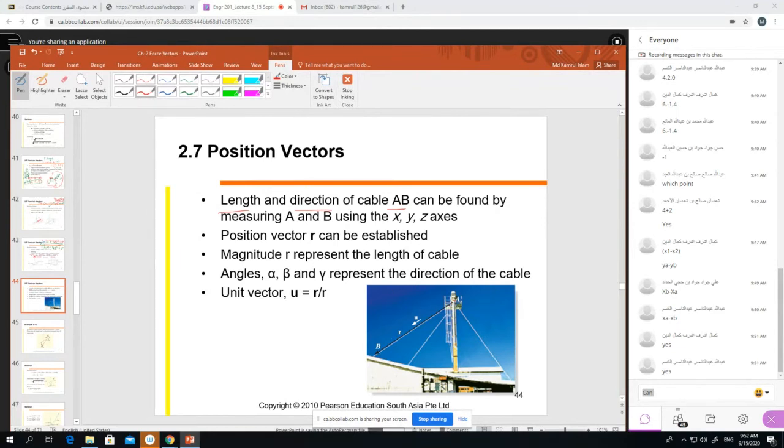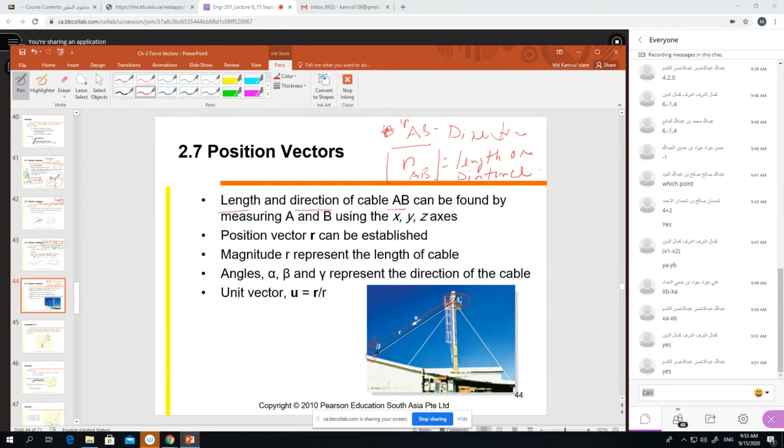Some structure, cable, point A, we have a point A here, and point B here. So we can find the length and the direction of the cable. RAB is the direction. It will give us direction. If you write down the absolute value of RAB, it will give us the length. It is either the length of the cable or the distance between two points.